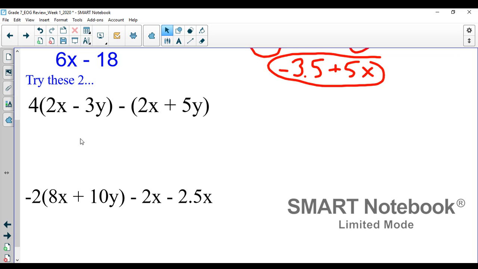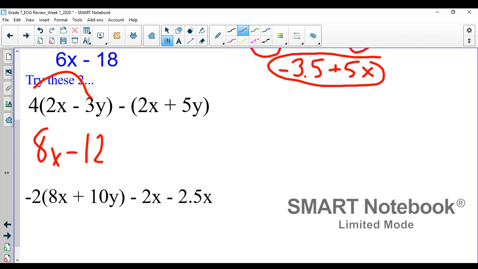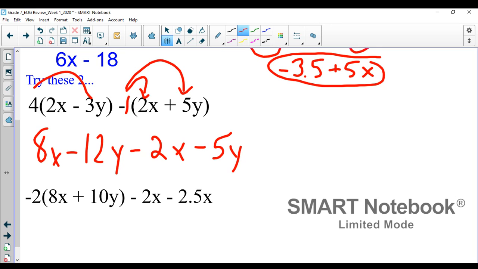Okay, the first problem here, when we distribute, 4 times 2x is 8x. 4 times negative 3y is negative 12y. Now in this case, this is a little bit trickier because you see we have a negative sign right before this. So that's really like saying a negative 1. So we're distributing negative 1 here, and we're distributing negative 1 here. So negative 1 times 2x is negative or minus 2x. Negative 1 times 5y is negative or minus 5y.